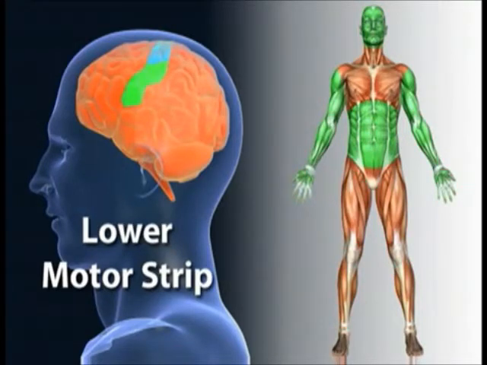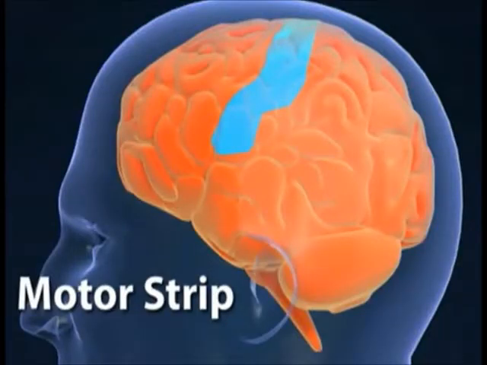Lower down are nerves controlling the trunk, then the arms, fingers, face, and mouth. If a seizure spreads along the motor strip, the twitching can march along the different parts of the body.